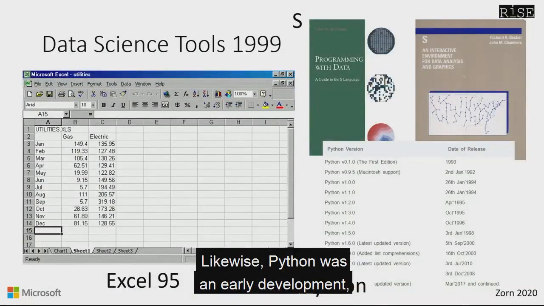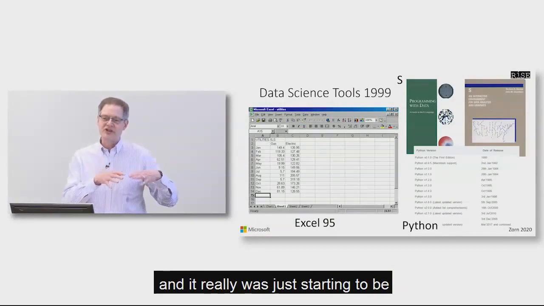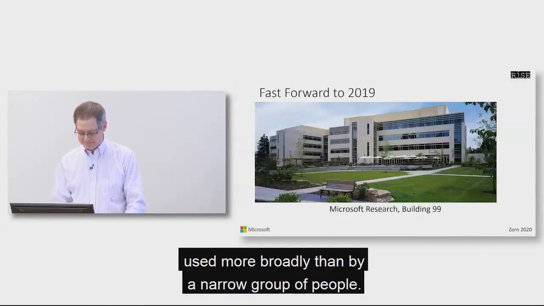Likewise, Python was in early development. One of the major releases of Python occurred in about 2000, and it really was just starting to be used more broadly than by a narrow group of people.